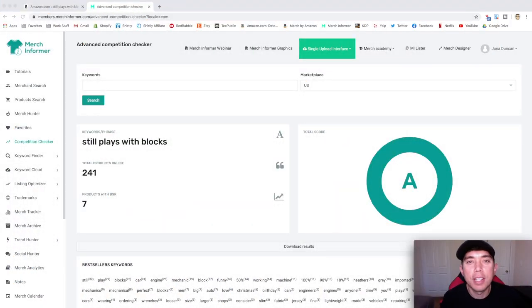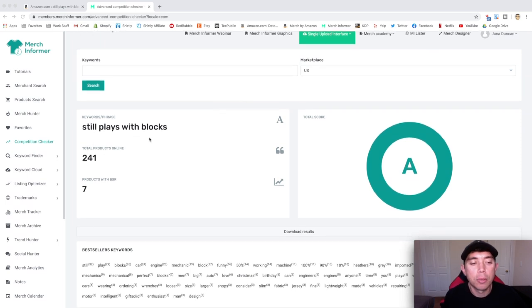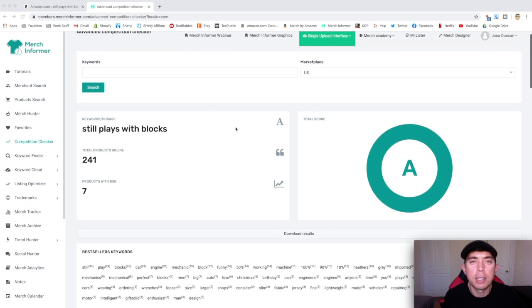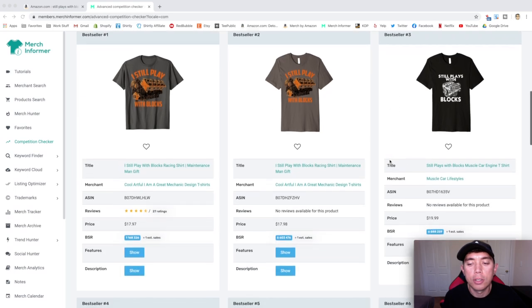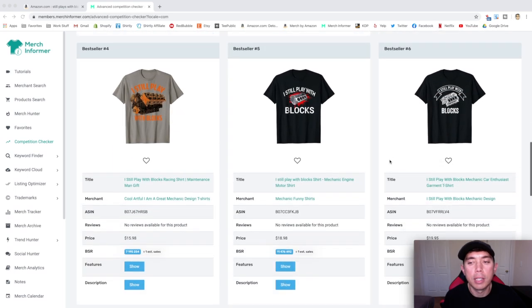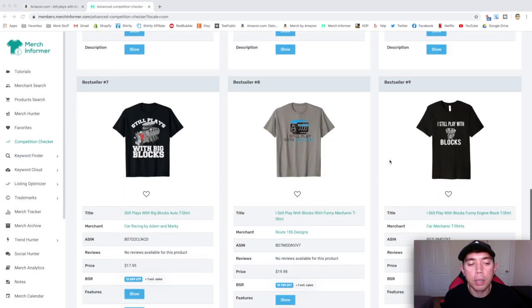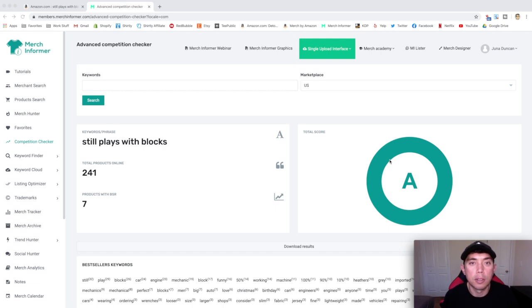Hey, thanks guys for staying for the trend credits. Here's my trend for today. Still plays with blocks. This can be done a few ways, but in this case, this is talking about engine blocks. So you can see here, there are some ideas, engine blocks. Of course, you can say it still plays with blocks, maybe blocks for kids that you play and stack, or like Legos, but don't use the word Lego.